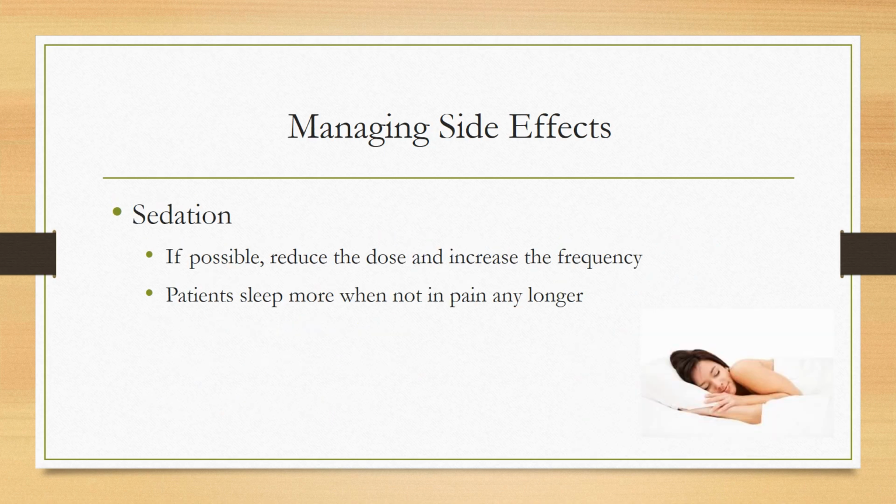And then sedation. Sedation is, if not the most common, compared to opioid-induced constipation, it's the second most common side effect. In general, we say reduce the dose and increase the frequency, so you give the drug more often while awake, so they can space it out. They have a little bit more control.